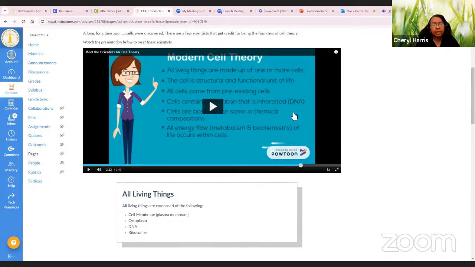Cells are basically the same in chemical composition. So if we study a general plant cell and then a general animal cell, we're going to know that all cells in all plants and animals function basically as the models that we're going to look at. And all energy flow, metabolism, and biochemistry occurs within the cell. The same way you have chemical activities going on within you, they start on the cellular level. When we look at respiration, we're going to look at it on a cellular level.